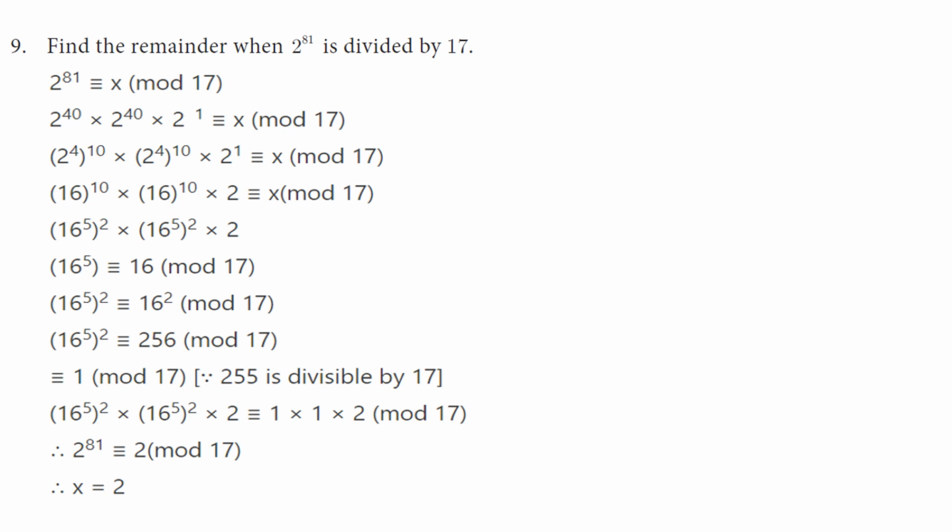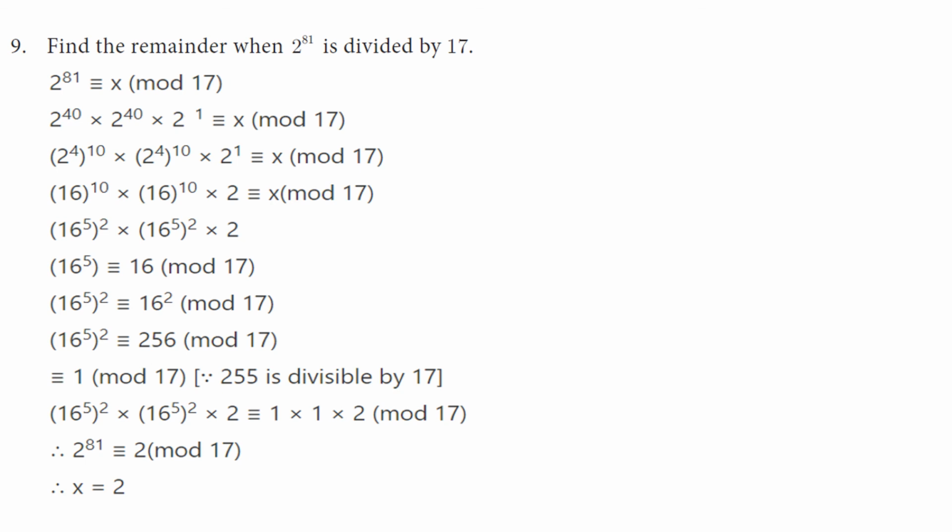Again we split it: 16 to the power 5 twos are 10. Using a to the power m whole to the power n, 16 to the power 5 whole squared into 16 to the power 5 whole squared into 2. Again, 16 to the power 5 is congruent to what? Substituting, 16 to the power 5 is 16, so 16 squared mod 17.